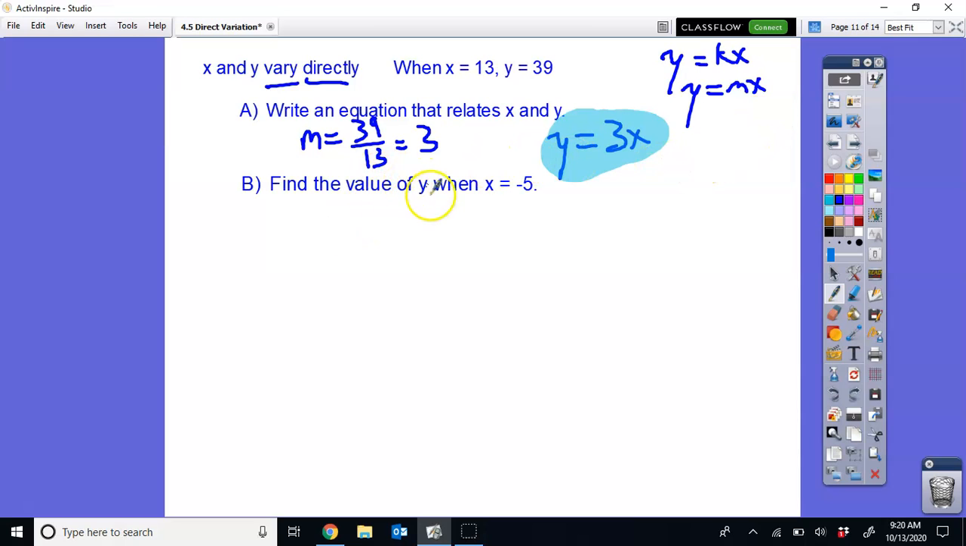Then it says find the y value when x is negative 5. So we're going to plug in negative 5 for x. 3 times negative 5 is negative 15. You could also do it the other way around. You could find the x value if you plugged in a y value also. You would just have to divide the 3 over to find x.